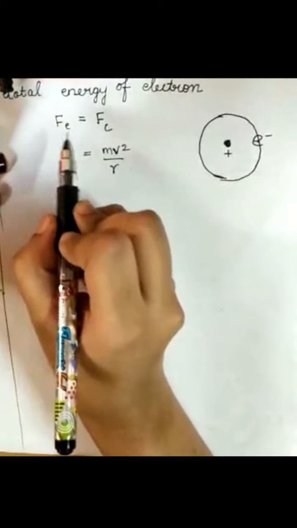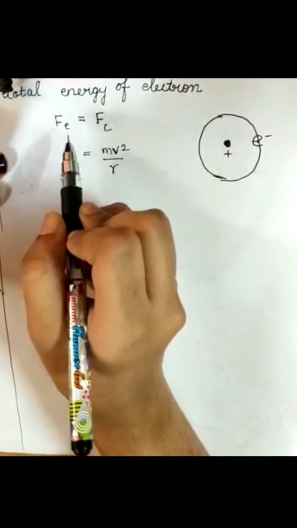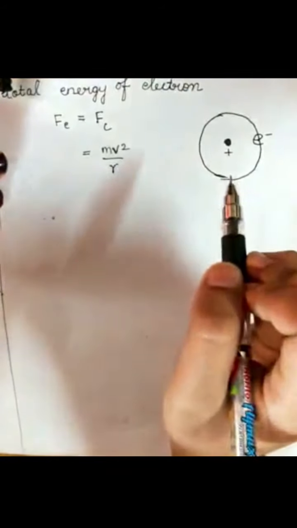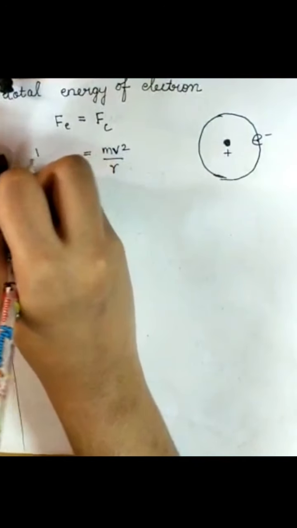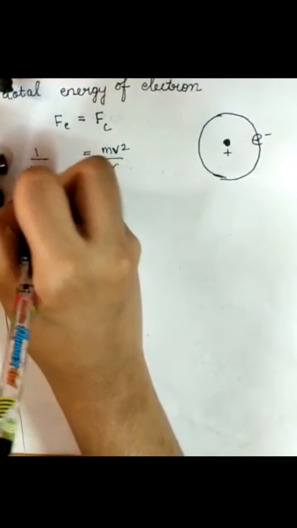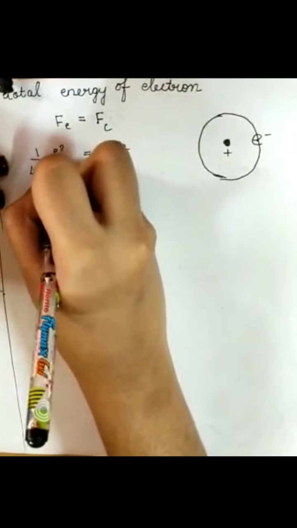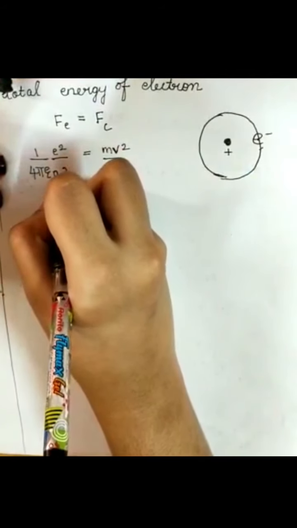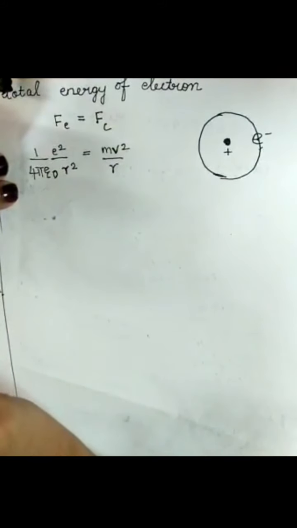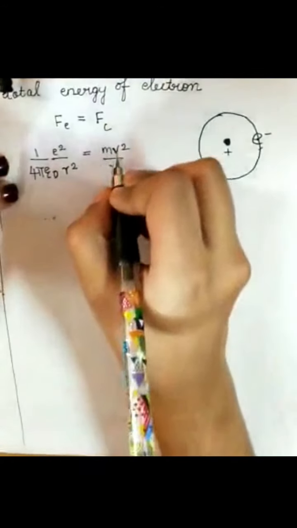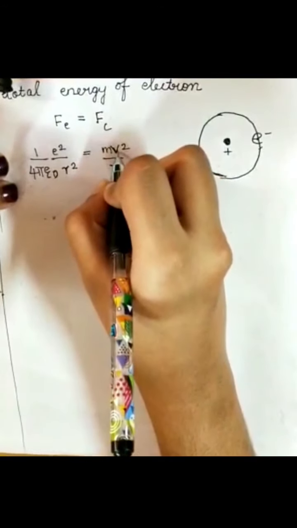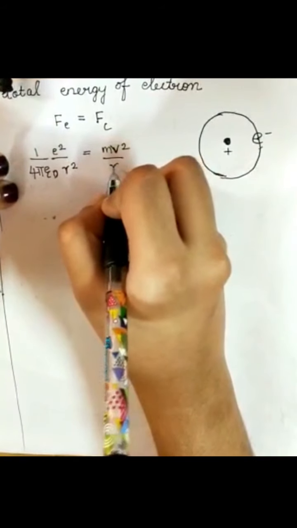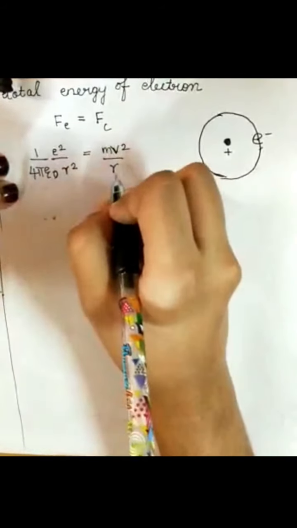And the electrostatic force of attraction between the electron and nucleus is equal to 1 by 4 pi epsilon 0 into e square, that is the charge of the electron, into 1 by r square. Now we have to separate the v square here, and we have to take this r and cancel out from here.